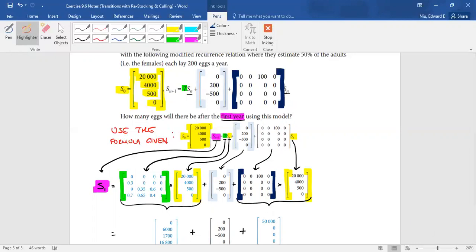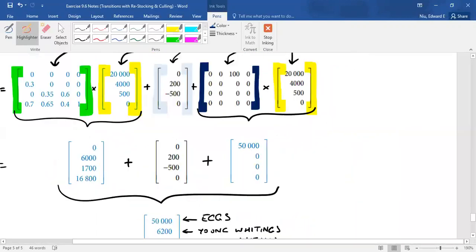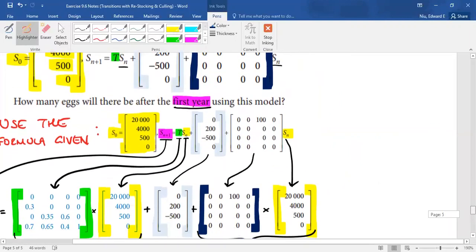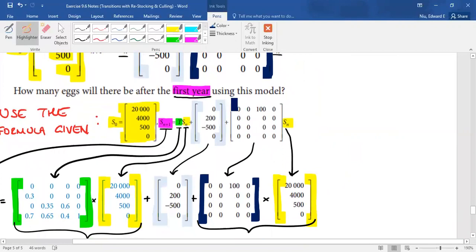Oh, this is tough highlighting. Got to zoom in so we don't overlap. Thanks for your patience.